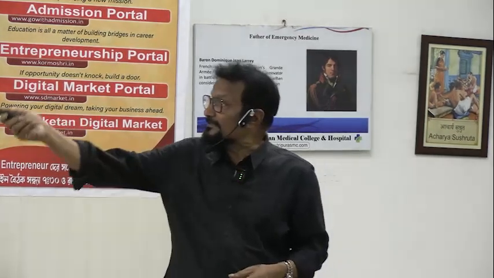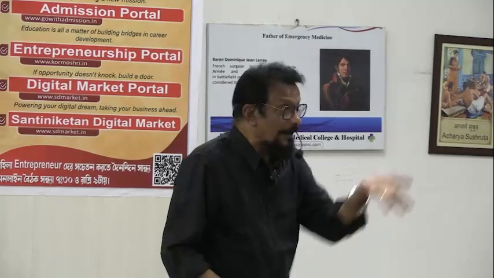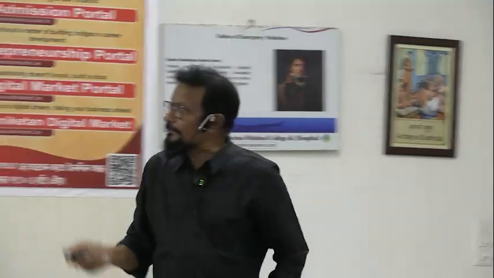Okay, so ACTH stimulates the adrenal cortex. The adrenal cortex will produce more androgen, and this androgen will stimulate erythropoiesis. This is the mode of action. Okay, now it is clear to you.